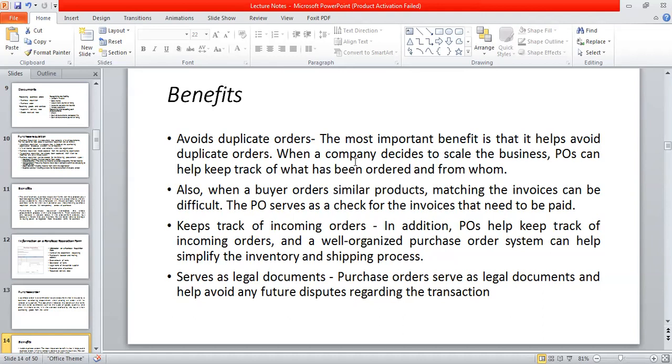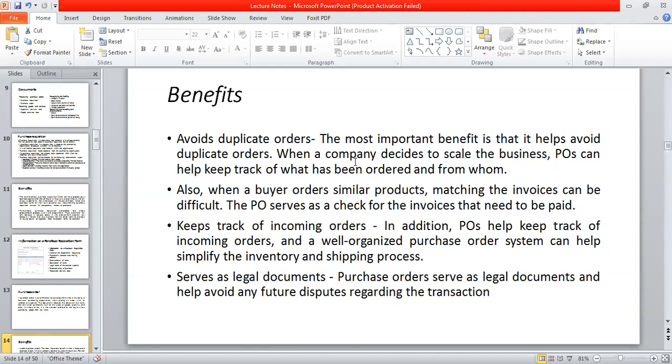Also, when a buyer orders similar products, matching the invoice can be difficult. The purchase order serves as a check for the invoices that need to be paid. So when reconciling the invoices and the purchase orders, it will be easier for the accounts department to reconcile if there are different purchase orders. They can match a purchase order and an invoice. So it makes work easier.